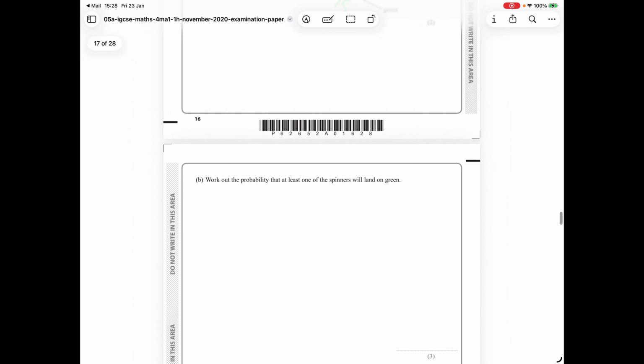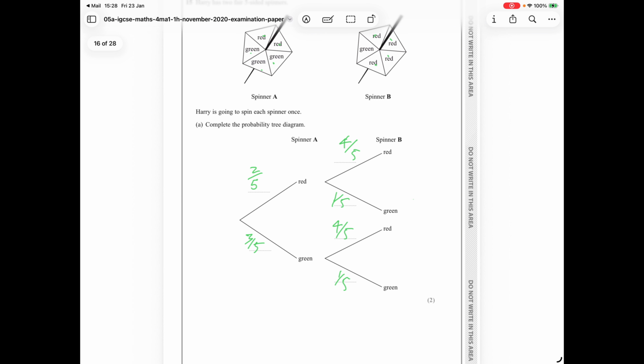Now, the question is, work out the probability that at least one of the spinners will land on green. So that means it is this one lands on red and then green, it's green and then red, and you have to remember how they ask the question. So at least one, so you can have the one that has both the greens.